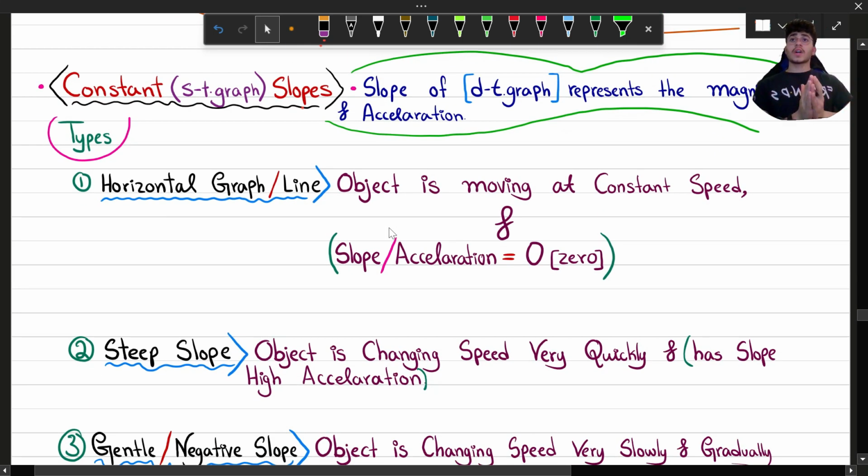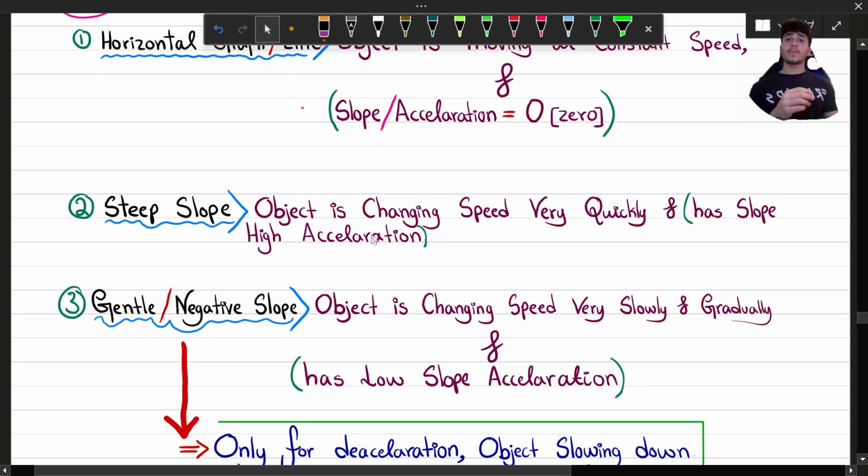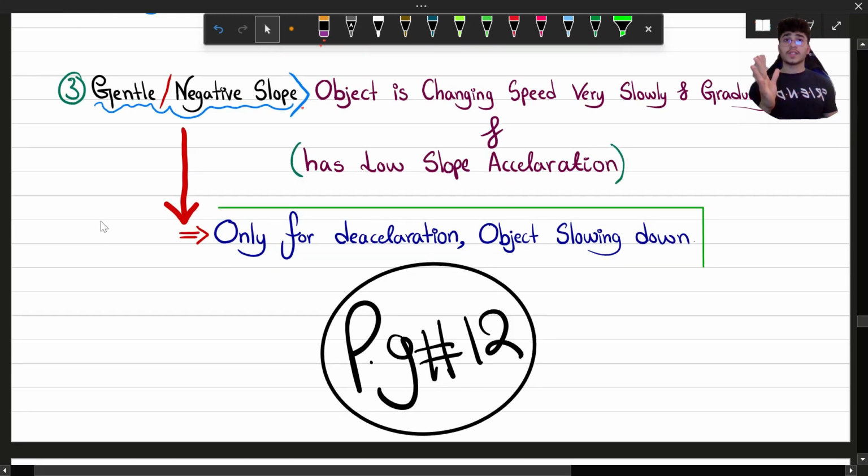So if the speed time graph is constant, a horizontal line means the acceleration is 0 because the slope is the acceleration. So if the graph is horizontal, the slope is 0, so the acceleration is 0. But the object is moving at a constant speed. If it has a steep slope, a slope closer to the y-axis, the object is changing speed very quickly. It has a slope with high acceleration. If the slope is gentle, closer to the x-axis, the object is changing speed very slowly and gradually. Low slope is equal to low acceleration. This one only applies for deceleration, by the way.